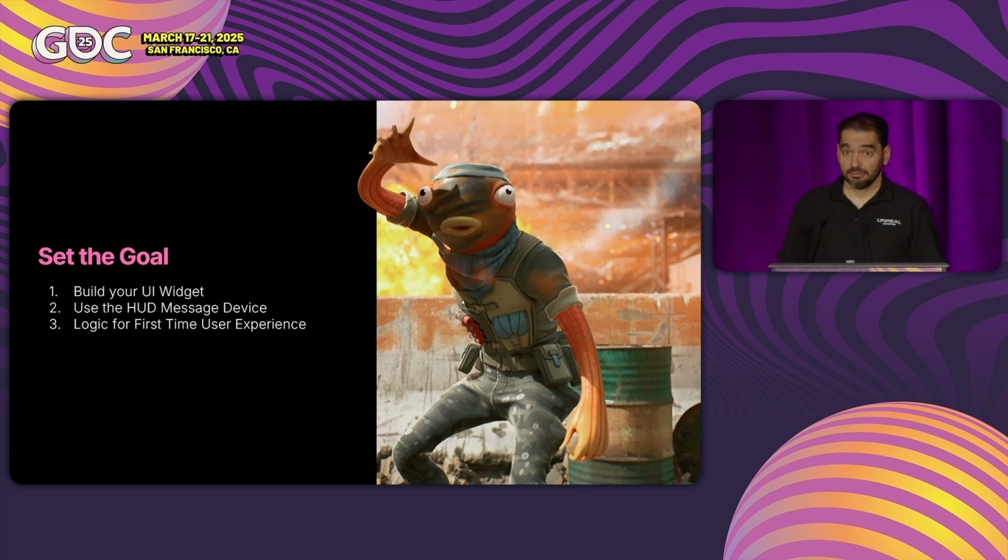How do I set up what I just showed you? The steps involved to do this on a high level are to build the UI widget, as Derek just described, and to use the HUD message device to pop up that message. We call that a toast because it pops up like a piece of toast. But we don't want to show that logic to the player every single time they play, perhaps the first time. So we need to write logic to show that prompt once. I'll show you what Verse you have to write to make that happen.